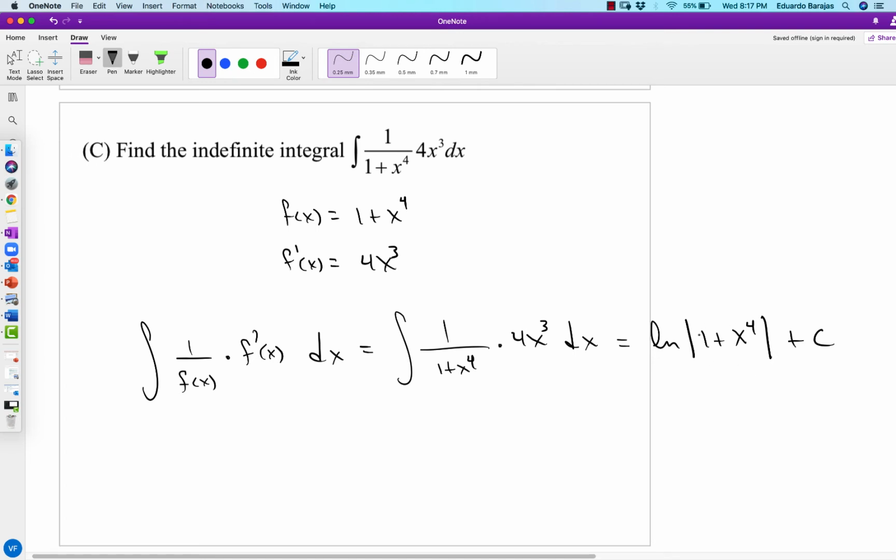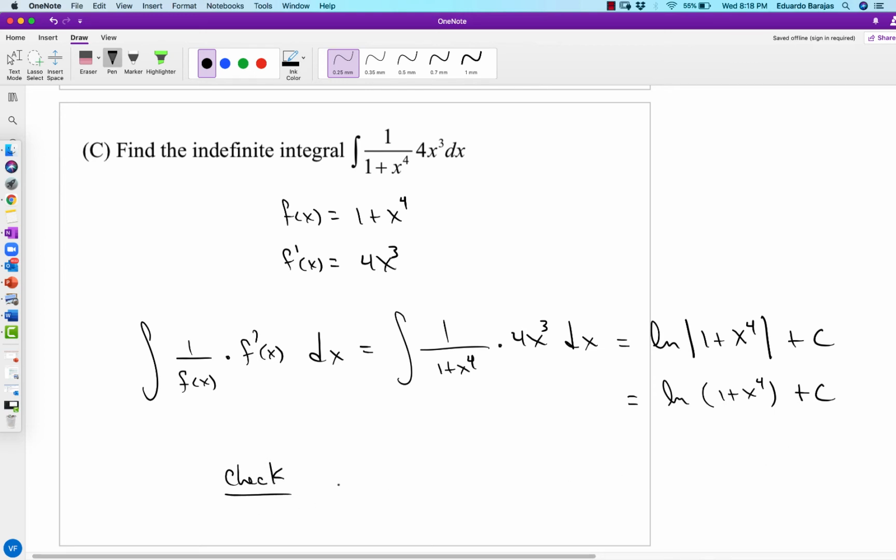Again, we have a situation where this can't possibly be negative. Any number raised to the power of 4 is going to be positive or 0. Plus 1, definitely going to be positive. So the absolute values are no longer needed, and this is just ln(1 plus x to the fourth power) plus some constant. Good. Again, we can check it.